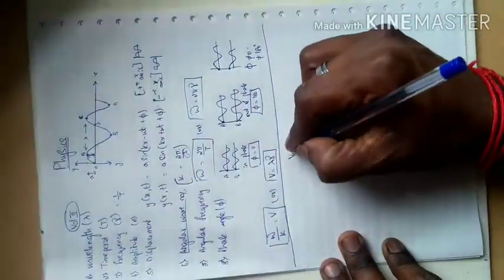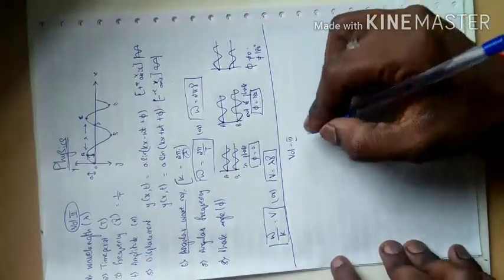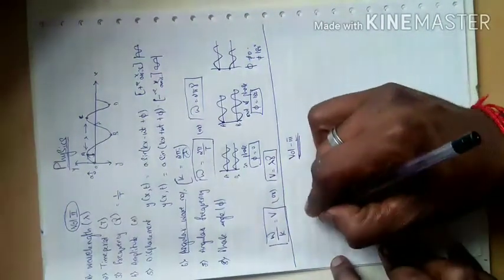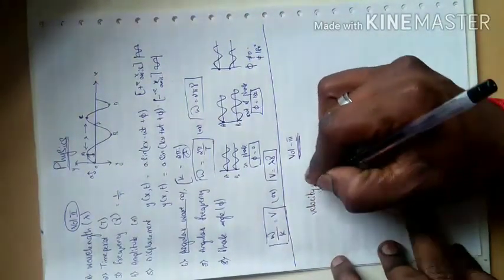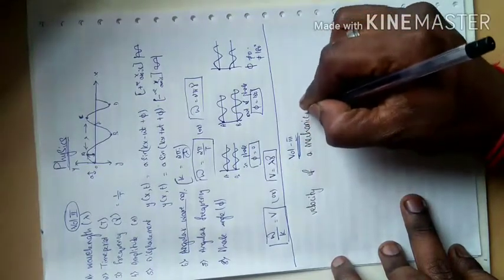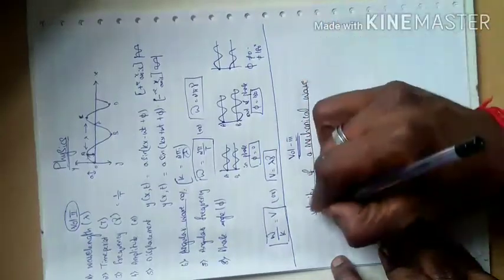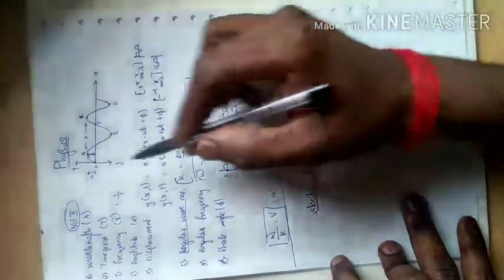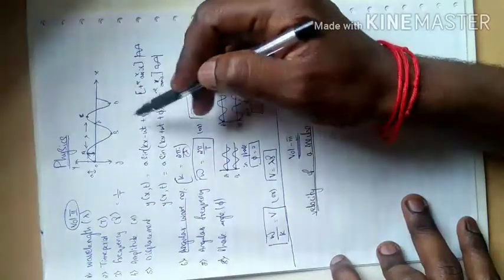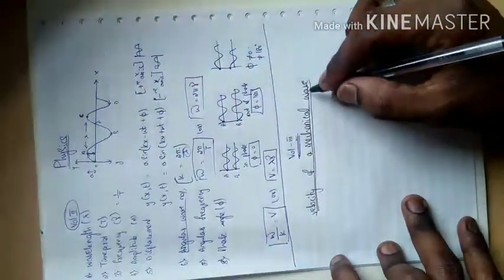In volume 3 we are going to see one of the important things: the velocity of a mechanical wave. Our entire chapter deals with mechanical waves. As I said, here the wave is produced. At what speed this wave is moving along the x-axis, that speed we are going to determine now. That is the velocity of a mechanical wave.